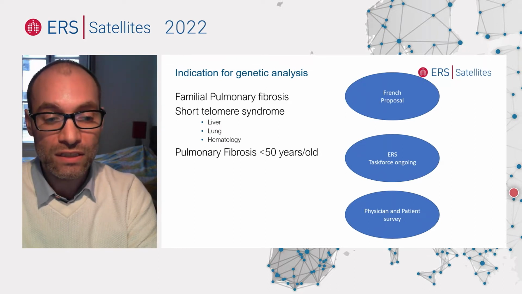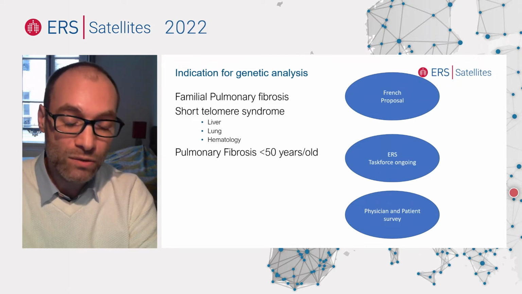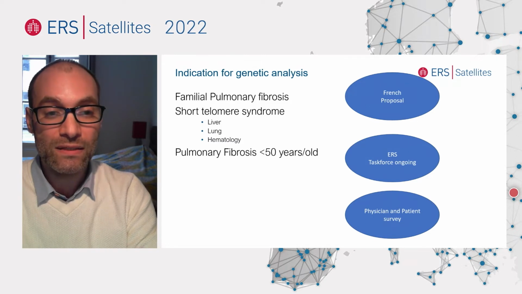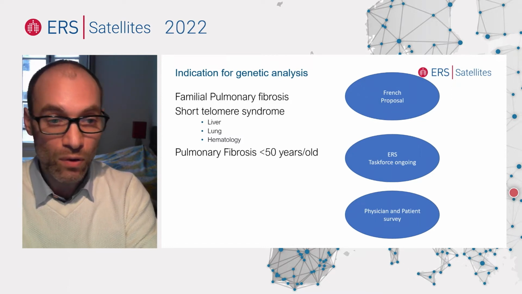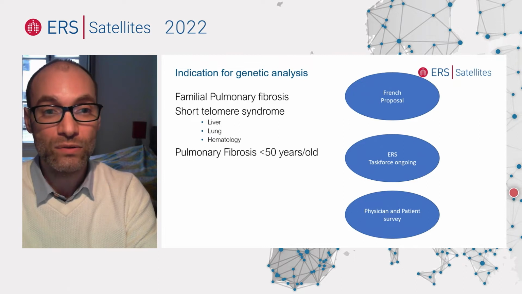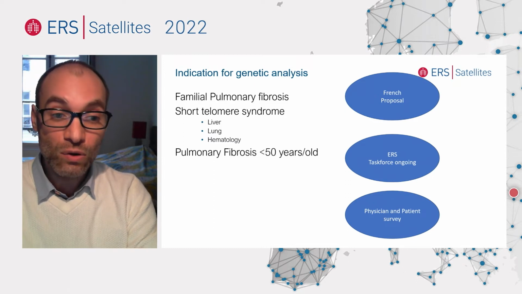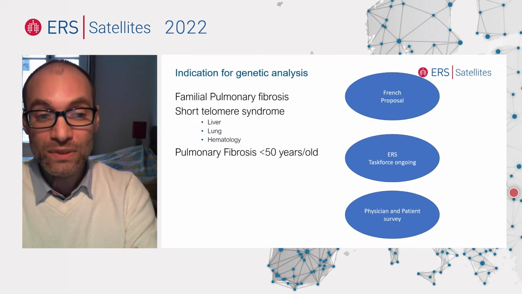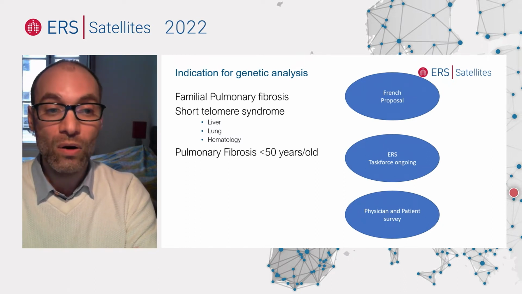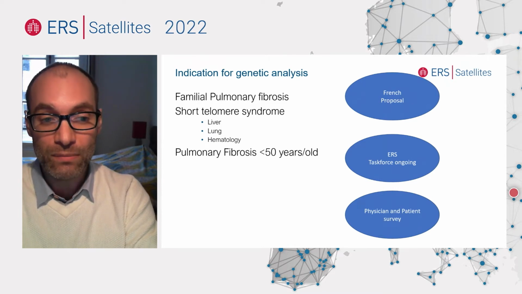And I know that genetic analysis is not available in a lot of countries, but I expect that it is going to be available pretty soon. So we suggest to do genetic analysis for familial pulmonary fibrosis, all familial cases, and we are going to evidence genetic mutation for about 40% of them. For short telomere syndrome, for patients with pulmonary fibrosis and liver or hematological syndrome, whether from the patient point of view or the familial point of view.